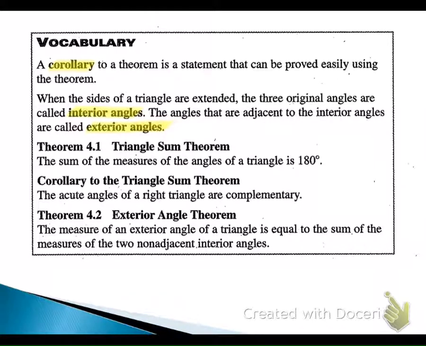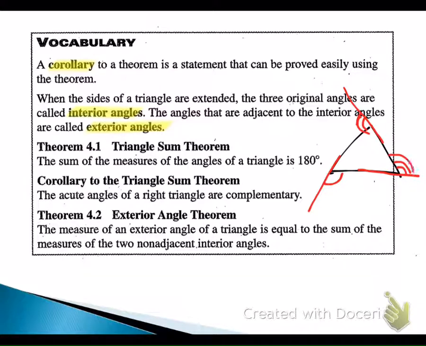Interior and exterior angles of a triangle are pretty intuitive. The angles inside the triangle are interior. The ones on the exterior are outside if you extend the sides of a triangle. So here is an exterior angle. There's another one here, and a third one here.